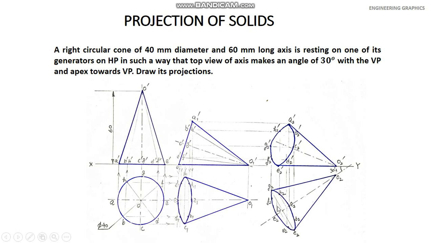And tilt this object here. And keep in mind that the apex should be towards VP. This is the apex, O2 is the apex, and it is towards VP. Now take the projection from the top view towards VP and take the horizontal lines from the previous front view, and you can obtain the final front view here like this. So this is the final solution in which the top view and front view are shown here.